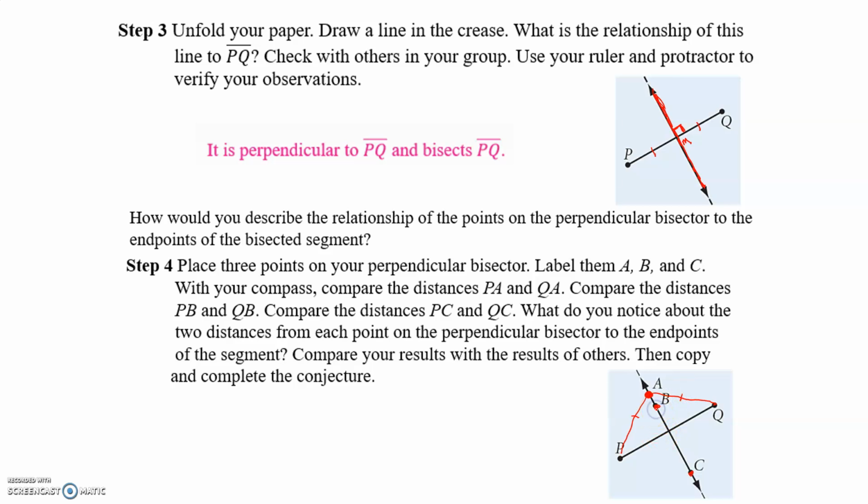If I stab in at B and do the same thing, open up my compass to P and then swing it over to Q, those two distances will be the same. If I stab in at C and open up my compass to P and then swing it to Q, you will also find that these two distances are also equal. So the distances from P and Q to each point are equal. So to A it's equal, to B it's equal, to C it's equal.